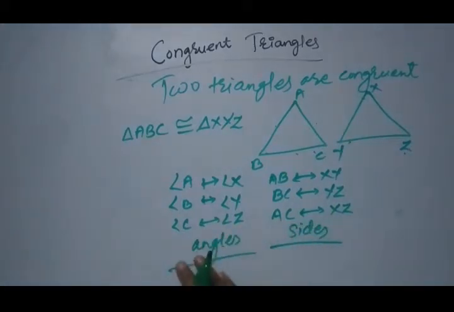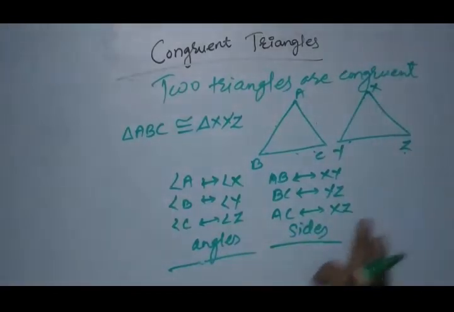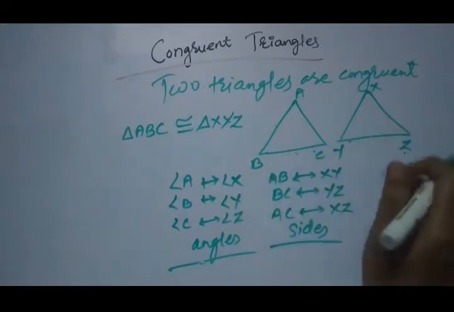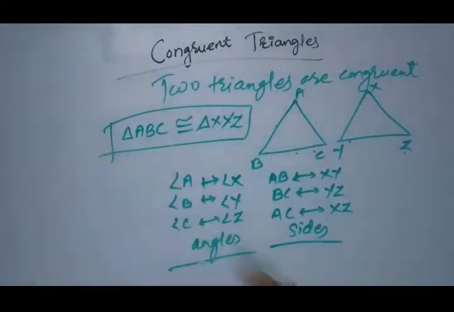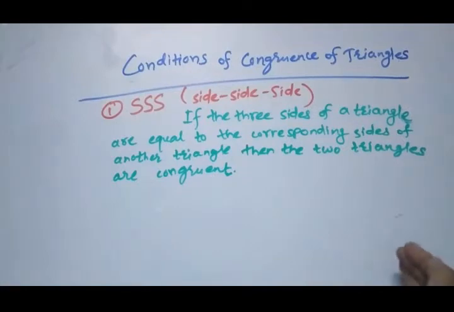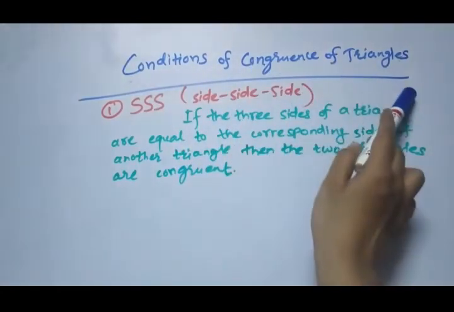When the angles of one triangle correspond to the angles of another triangle, and the sides of one triangle are equal to the sides of the other triangle, then only you can say that these two triangles correspond to each other and they are congruent. So to show that two given triangles are congruent, you must see their congruent parts, meaning which sides are congruent and which angles are congruent. Here first of all are the conditions for congruence of triangles.